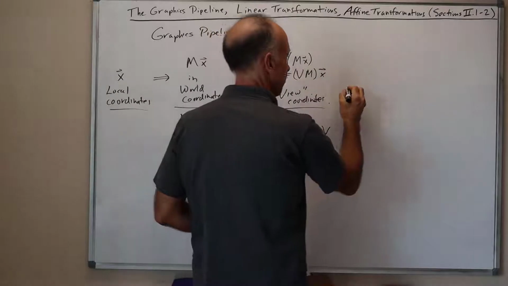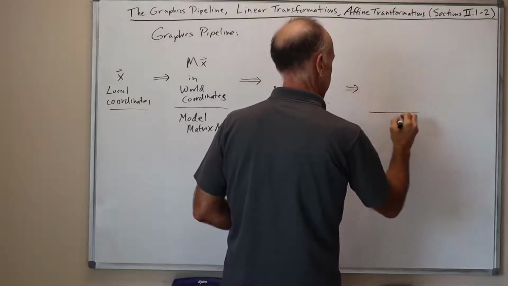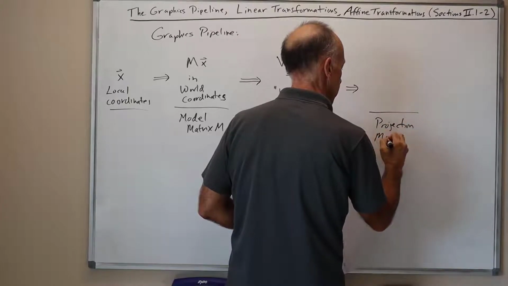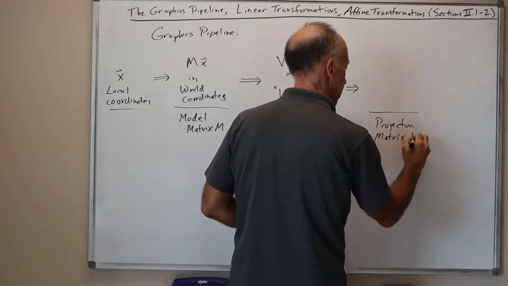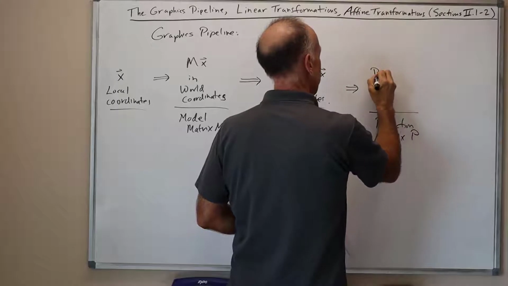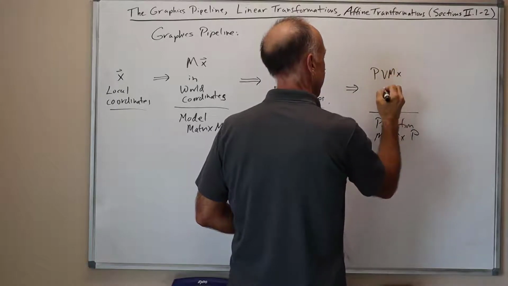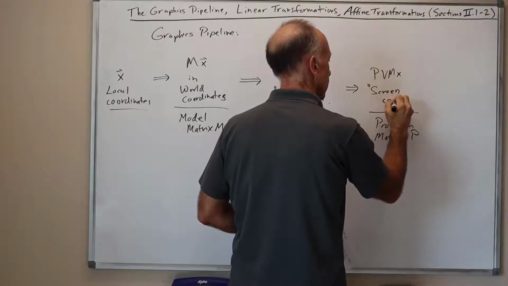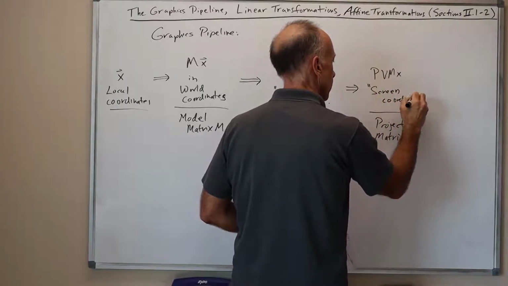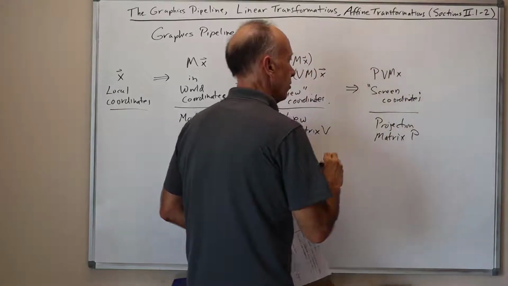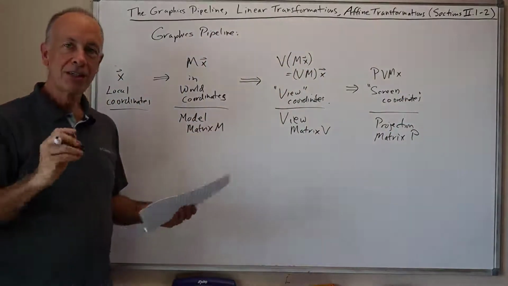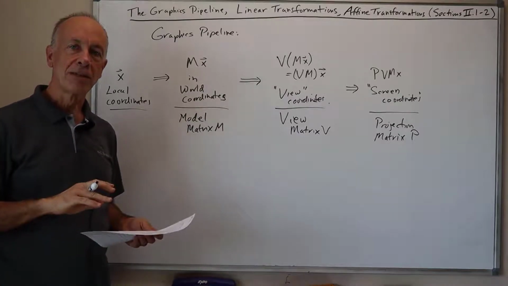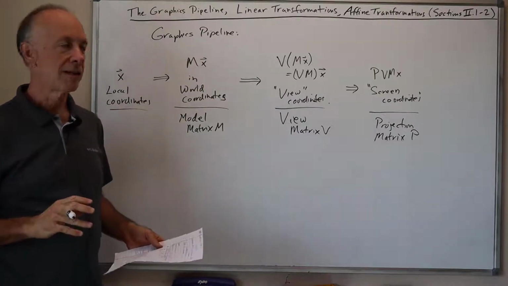And finally, there's a projection matrix, P, and we form PVMx, and this gives us the points in screen coordinates. So once it's in screen coordinates, this gives the position of the points on the image that we're looking at. It takes into account things like perspective, that things look smaller if they're further away, and so forth.